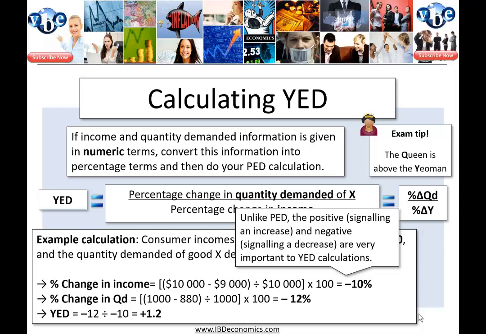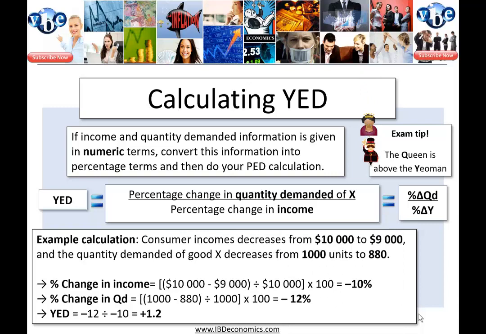So here we've got a change in income from 10,000 to 9,000. So this is a decrease in income. So that's the original minus the new, divided by the original, times 100 to give us the percentages. And for the percentage change in quantity demanded, we have the quantity demanded of X decreasing from 1,000 units to 880. So again, that's original minus the new divided by the original multiplied by 100. In this case, it's a decrease, so we're looking at negative 12% here.